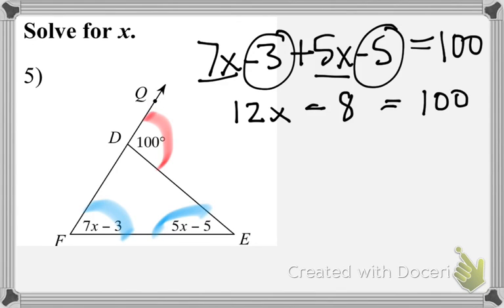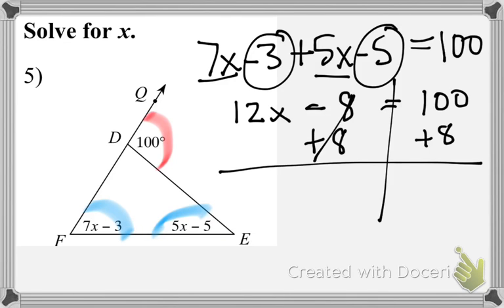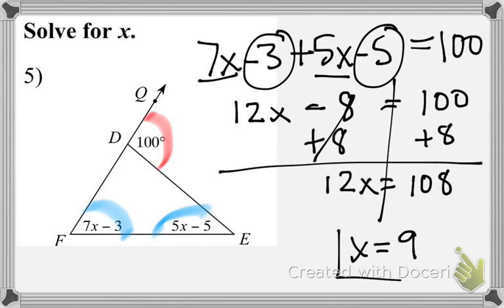and that's going to give us 100. To get x by itself, we're going to do the inverse operation, which is add 8 to both sides. Leaves us with 12x, and then here we have 108, and so 108 divided by 12 is going to leave us with 9. So our x here is equal to 9.